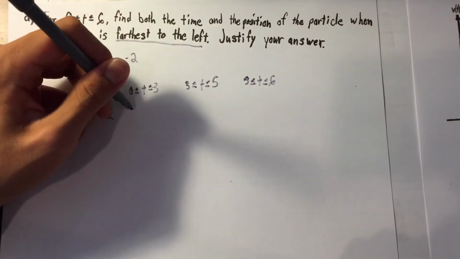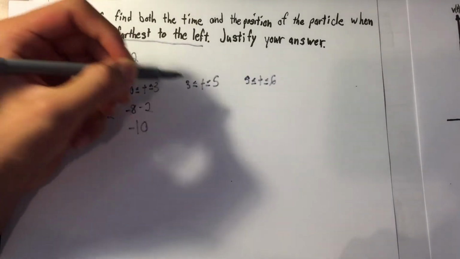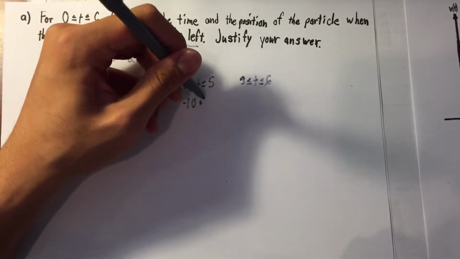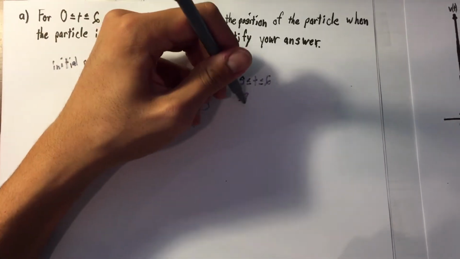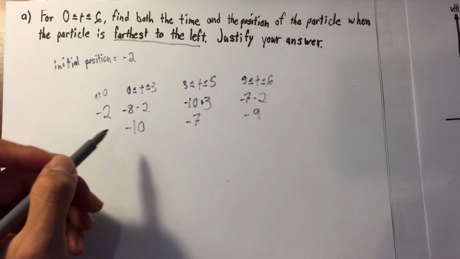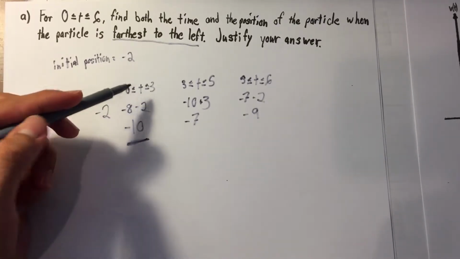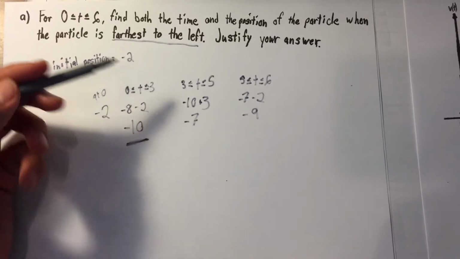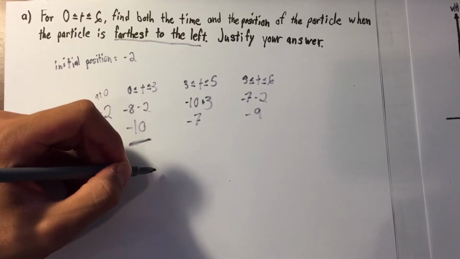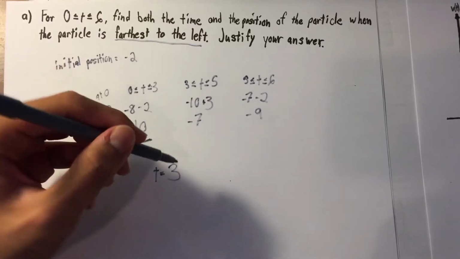what we'll end up getting is -8 minus 2, so that's -10. This becomes -10 because we take it from over here. We do -10 plus 3, so that's -7. Then -7 minus 2 is -9. Looking at these values, we can see that the largest negative value is -10, which is from the region of 0 to 3. So that means that the time when the particle is the farthest to the left is when time is equivalent to 3. So that's our answer.